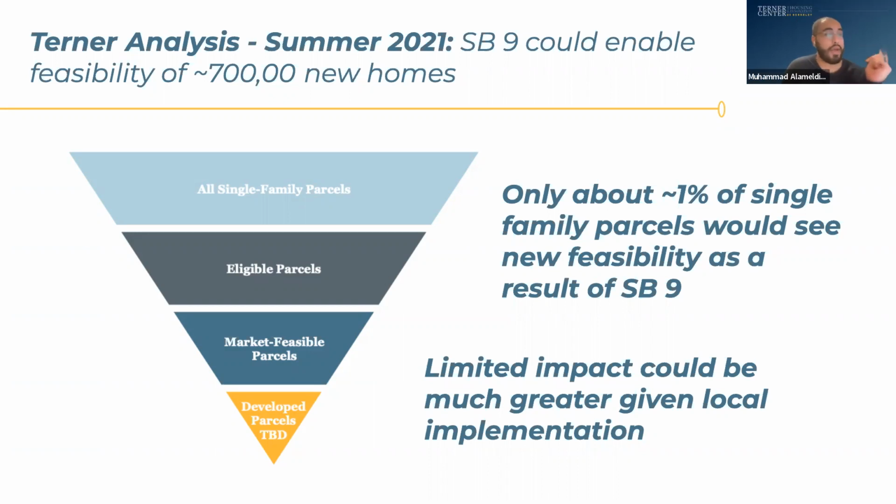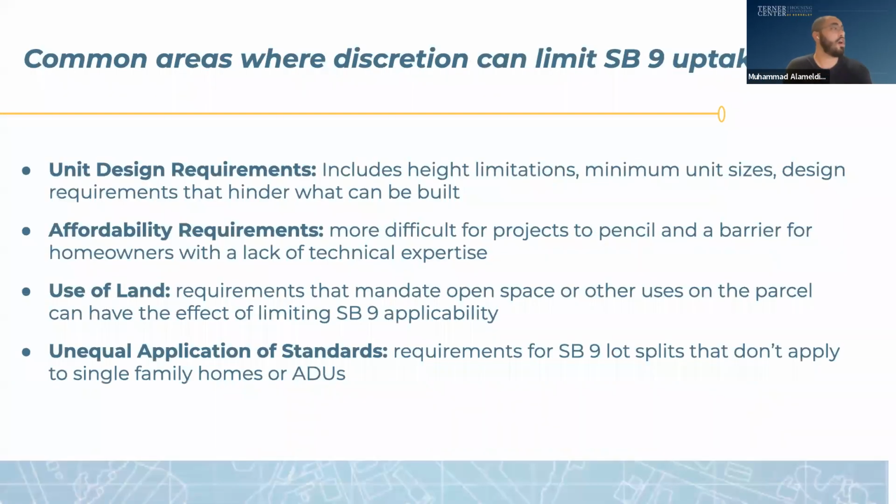But there's a limited impact due to how much discretion was given to the local level. So, common areas where we've seen discretion. I went ahead and analyzed around 12 cities across California. There are over 500 jurisdictions in California that could adopt SB9 in different ways. No two ordinances are alike. It is a laboratory across the state.